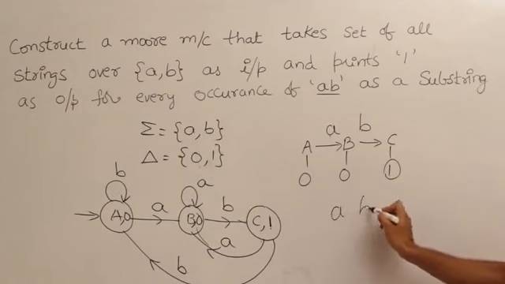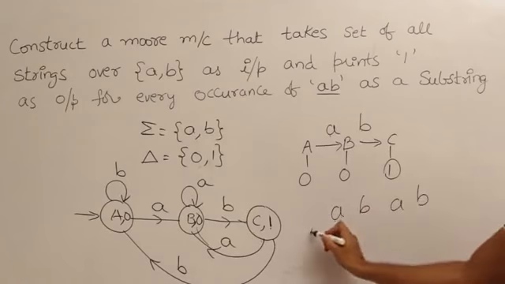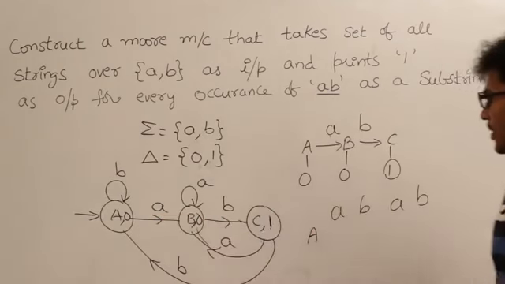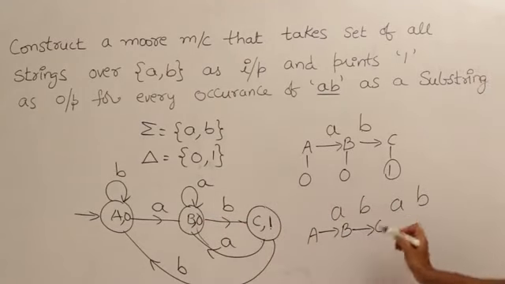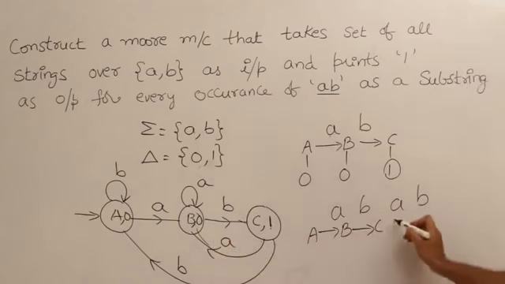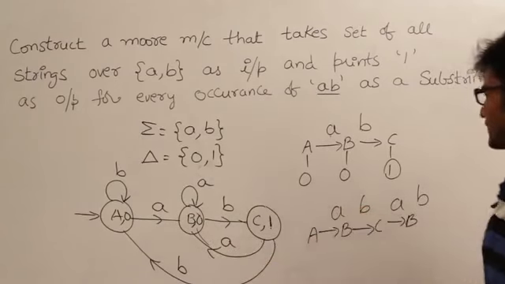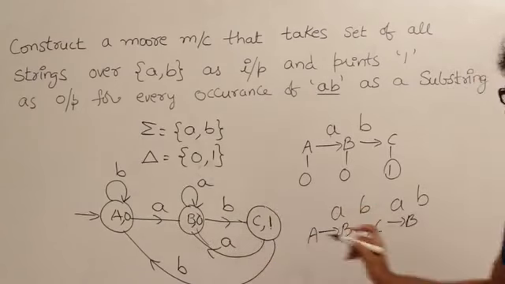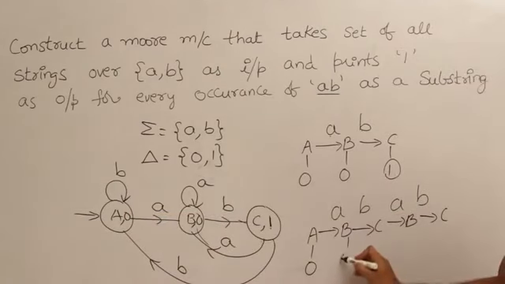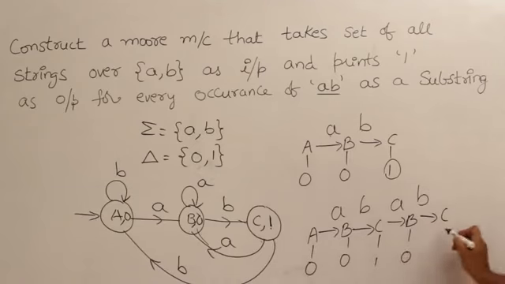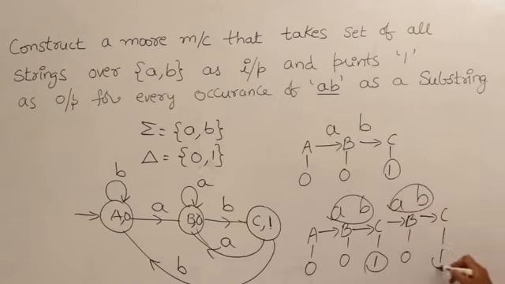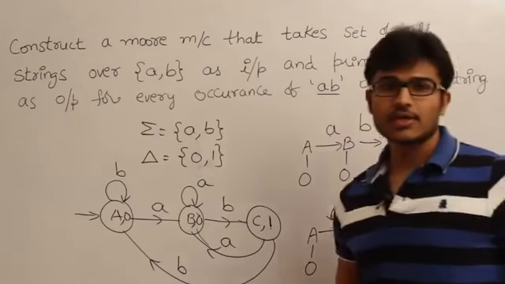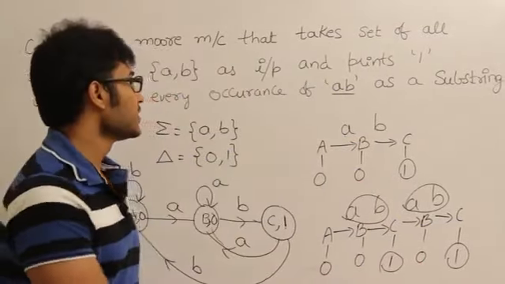If I see AB, AB, let's see what happens. I'll be in capital A. So capital A on seeing small a goes to capital B, and capital B on seeing small b goes to capital C, and capital C on seeing small a goes to capital B, and capital B on seeing small b goes to capital C. And now the output printed is: for A it is 0, for B it is 0, for C it is 1, for B it is 0, for C it is 1. So for every occurrence of AB, I have printed 1, which is nothing but I have counted the number of occurrences of AB in a particular string. Okay, so this is the final answer.